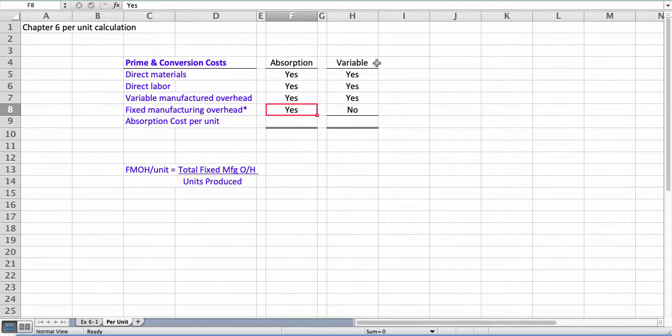And variable only accepts variable costs. So, direct materials, yes. Direct labor, yes. Variable manufacturing overhead, yes. All related to the product and the manufacturing of the product, but not fixed manufacturing overhead. So that's really the concept in a little chart. So with that, let's give it a shot.